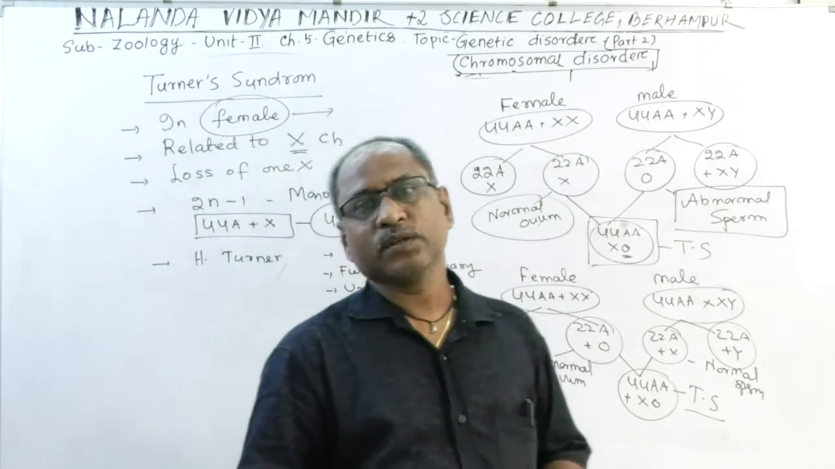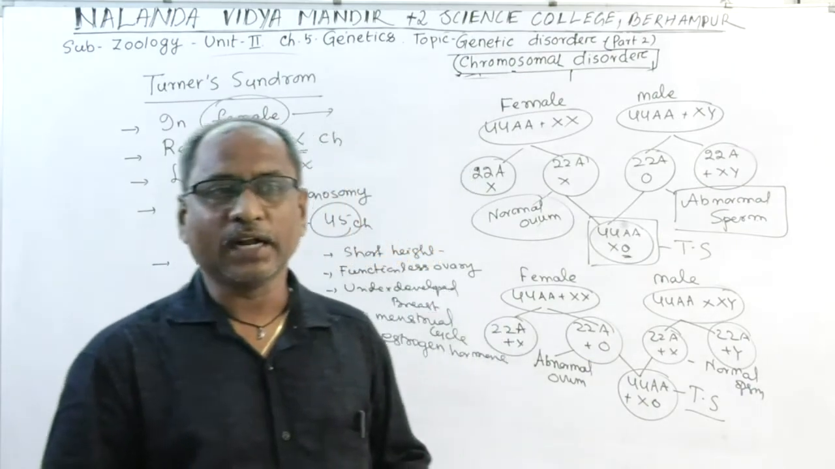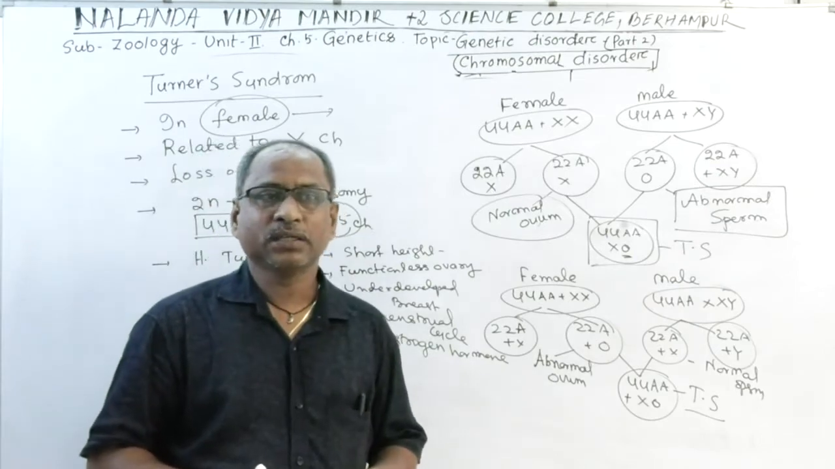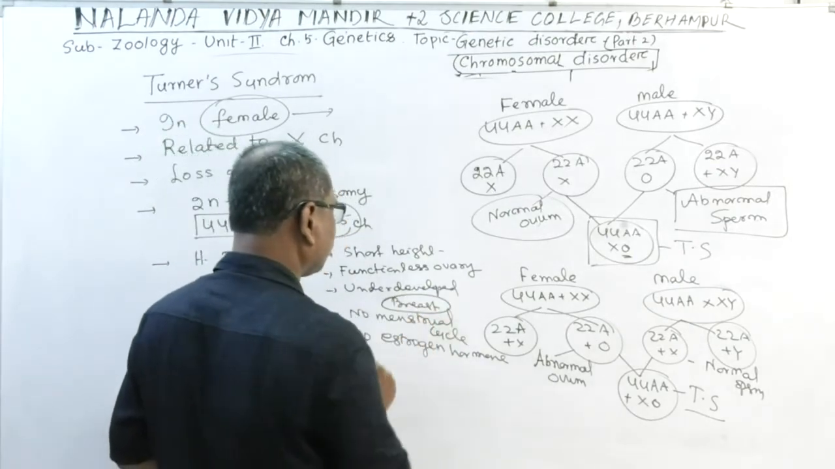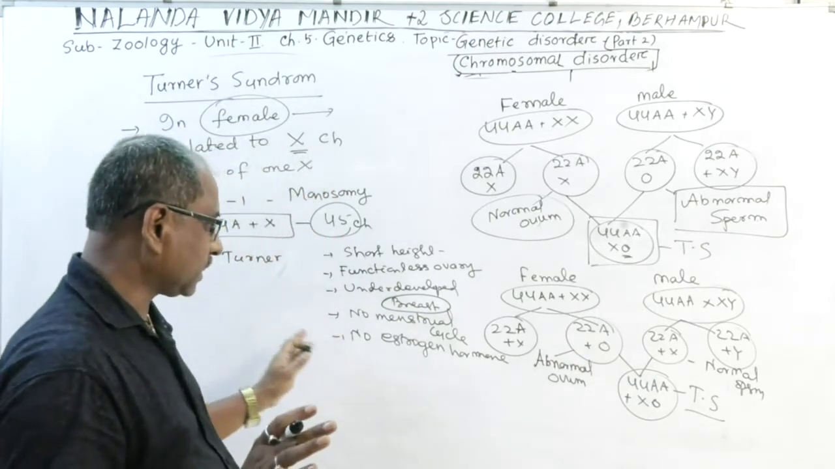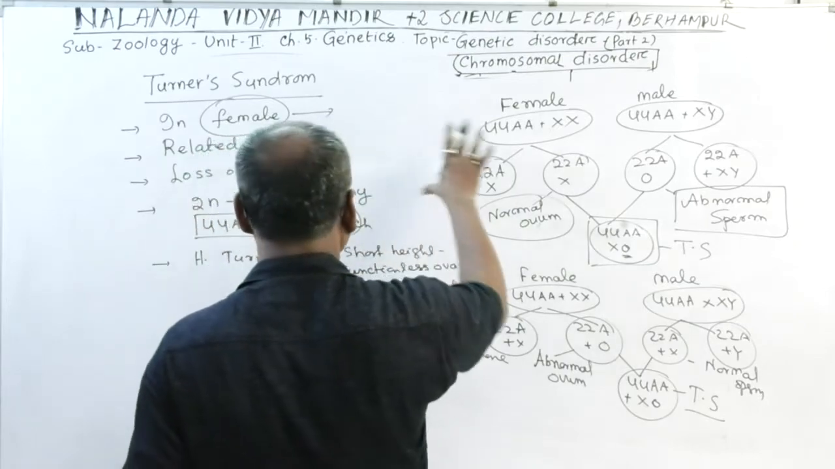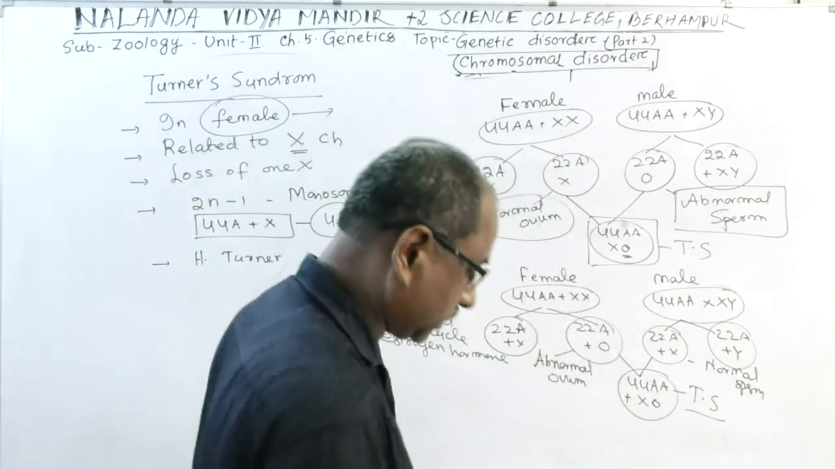So the person with Turner syndrome has short height, shows a slow growth rate at puberty, a non-functional ovary, and rudimentary, that is underdeveloped, breast. They have no menstrual cycle and no estrogen hormone is secreted. And this is all about Turner syndrome. The last disorder is Klinefelter syndrome.